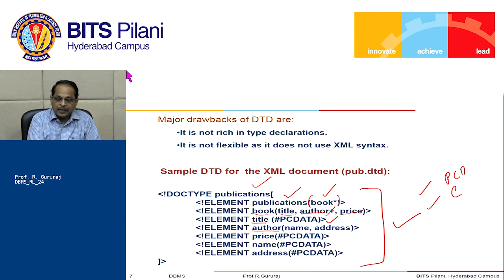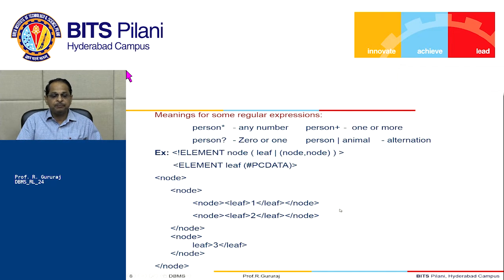If you look at the author element, it is a complex element which contains a name sub-element and an address sub-element. And price is a leaf element, which is not complex, which is of type PCDATA. In other words, all the leaf elements belong to PCDATA. That is, they are not complex, hence they should contain some valid text or content of the document. Then address is PCDATA again, and name is PCDATA. This is how I can specify the DTD documents.